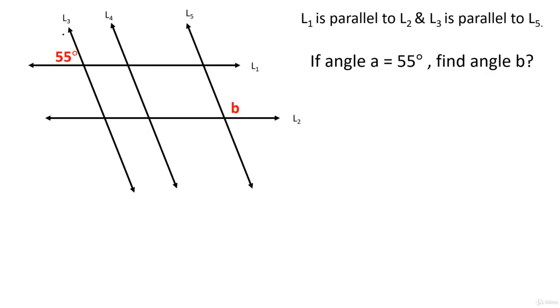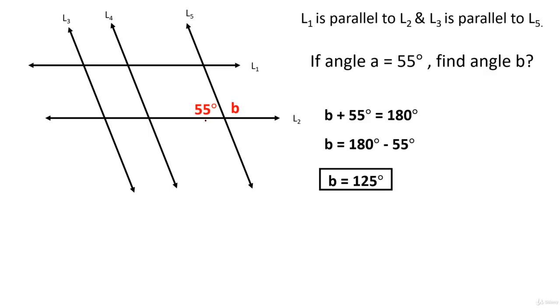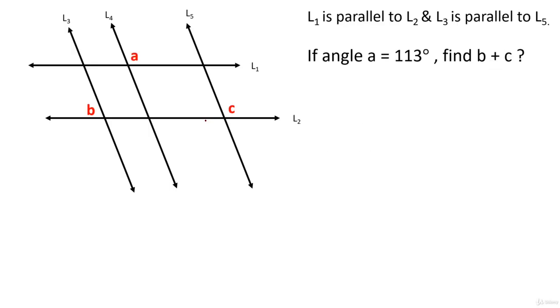Guys, I observe that if this angle is 55, this angle will be 55 by the corresponding angles property, right? Because L1, L2 are parallel. These two lines are parallel, right? So across the transversal L3, these two angles will be the same. Similarly, guys, it is given that L3 is parallel to L5 from the question, right? So if this angle is 55, this angle will also be how much? 55, right? By the corresponding angles property. Now B and 55 form a linear pair. So B plus 55 is 180. B is 180 minus 55. B is 125 degrees.